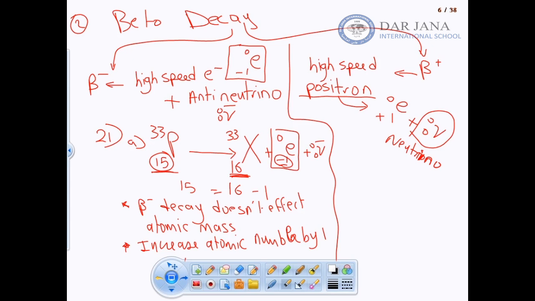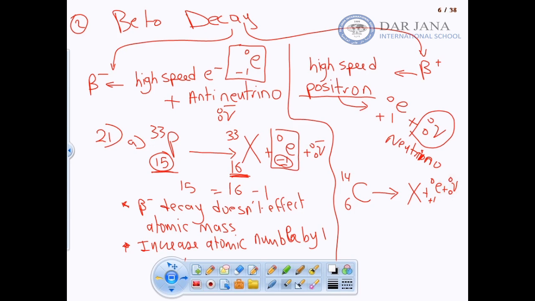Let's take an example on the beta plus decay. We have, let's say, carbon 14, 6. When it undergoes beta plus decay, it will give an element X, later we will see this, plus a positron e +1, 0, and a neutrino.